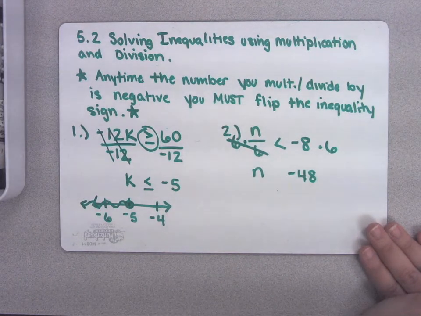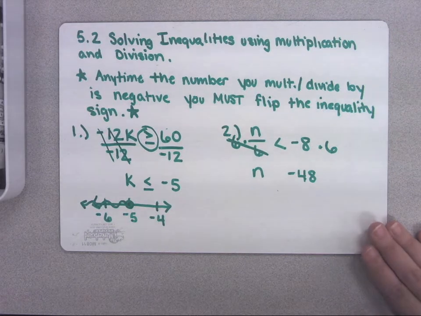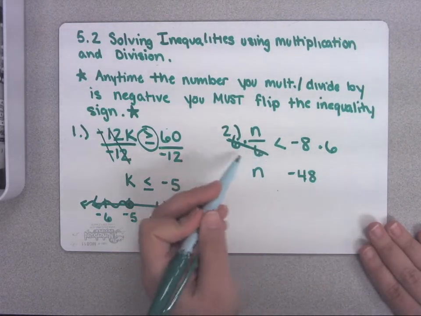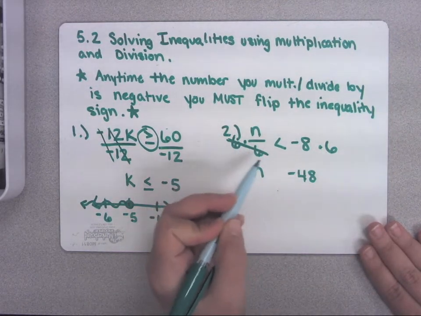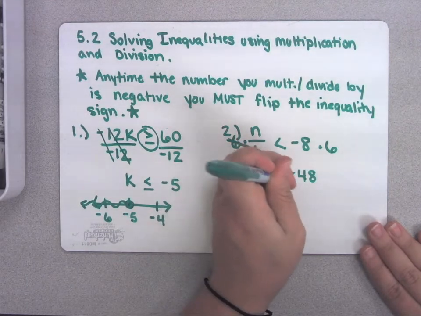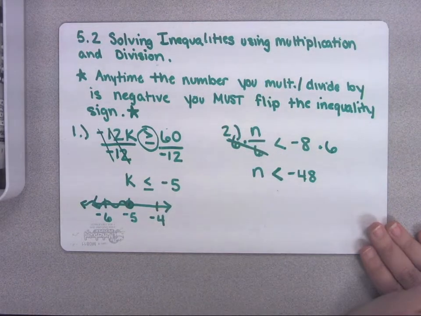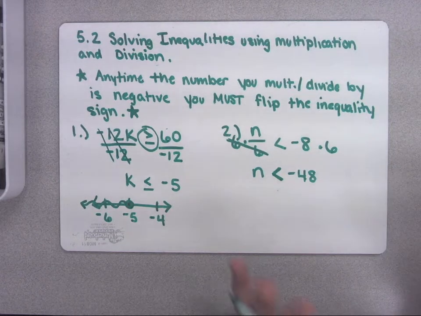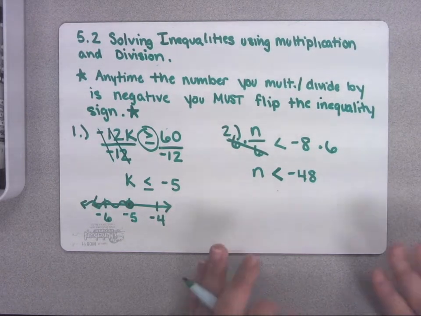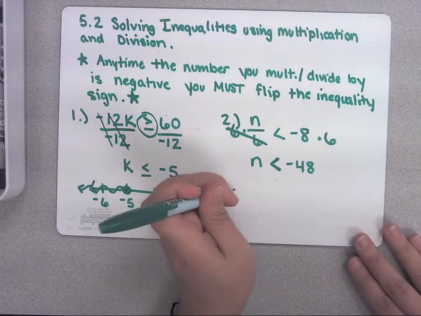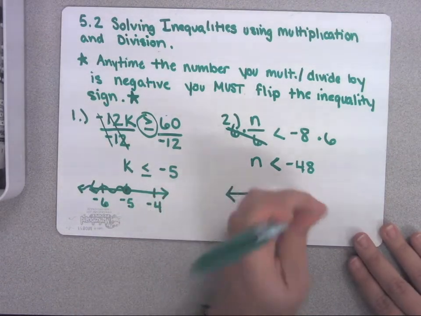Do I have to flip my sign? Why not? The number I moved, was that negative? No. If the number I was moving was not negative, you leave it alone. We don't care that the 8's negative. Now, is my answer have the variable on the left side? Okay, can we graph it now? Okay.